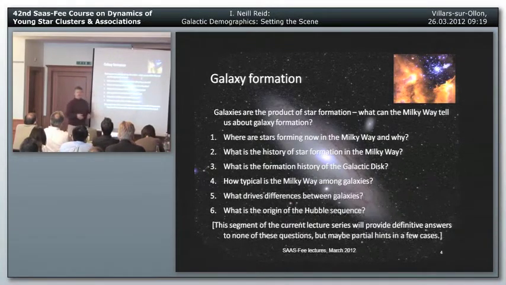You know, where are stars forming now in the Milky Way? What's the history of star formation in the Milky Way? What's the formation history of the galactic disk, to focus in one part in particular, which is where most of the star clusters are nowadays? How typical is the Milky Way among galaxies?